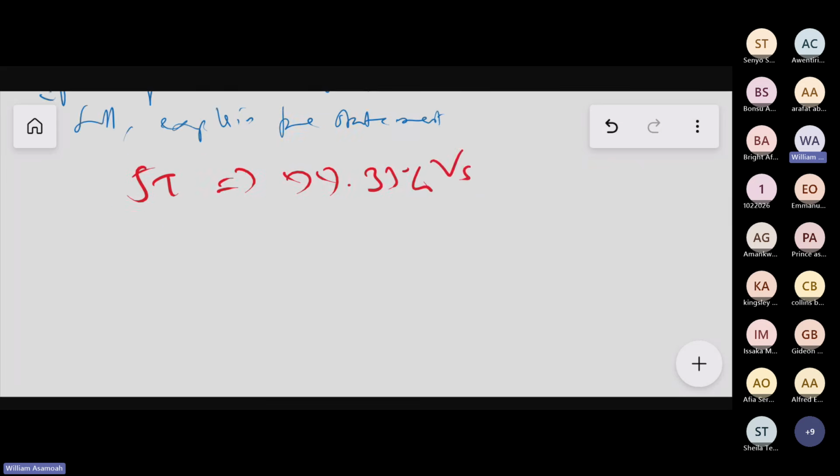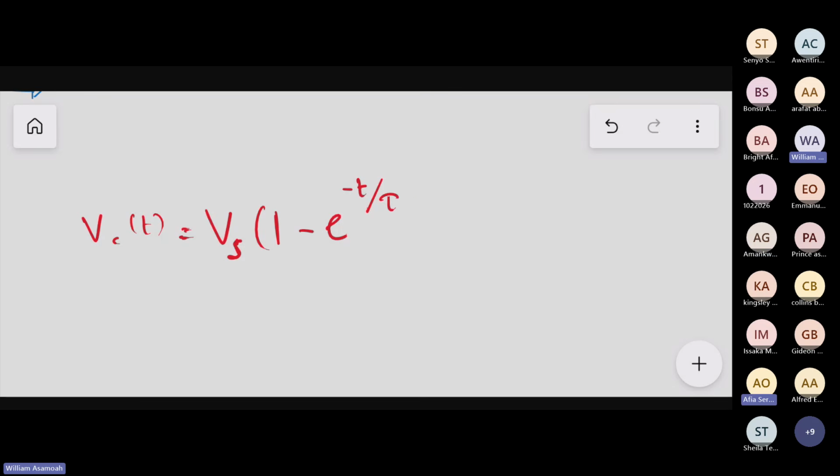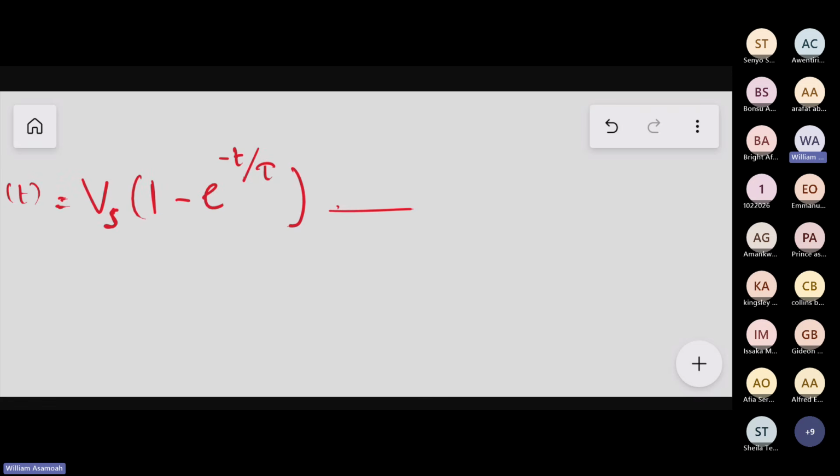So you remember that in class we said that if it is charging, what was the equation for voltage? Who remembers? VC is equal to VS times (1 minus e exponent negative t over RC). Great. So this is when it's charging.